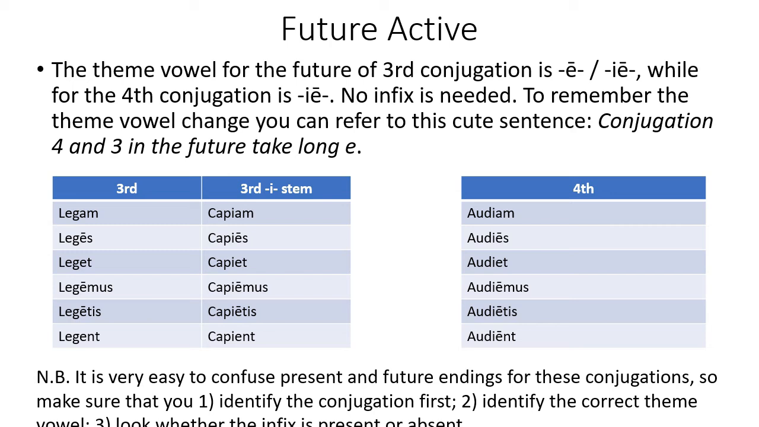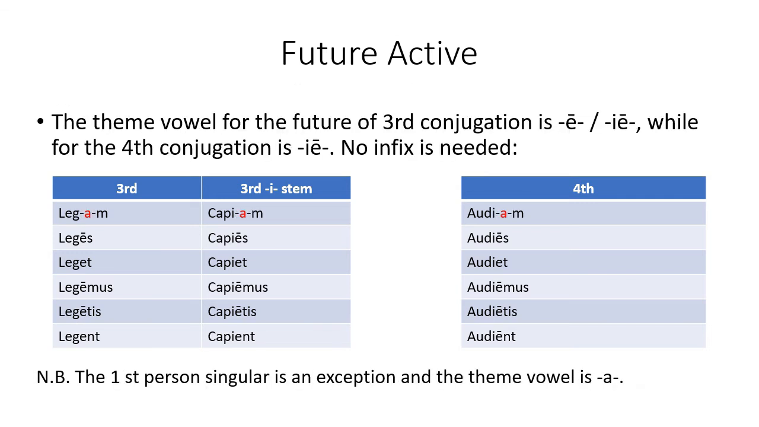Of course, the imperfect has the infix ba, while for the future of third and fourth conjugation, as we have seen, there is no infix. You also have to notice that the first person singular is an exception and the theme vowel is an a. So this, unfortunately, needs to be memorized.